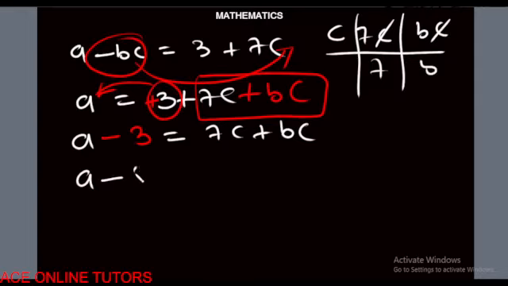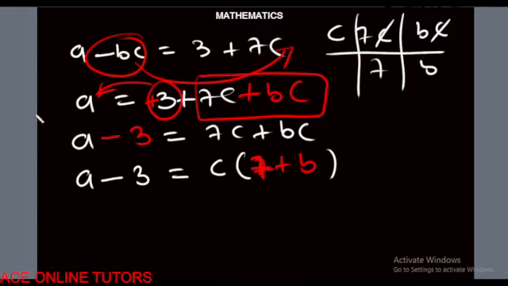So we are going to have a minus 3 is equal to, what's this? We factorized c. Now what did we have left? When we finish the factorization, 7 and b. So we are going to have 7, then this sign is plus, then b.